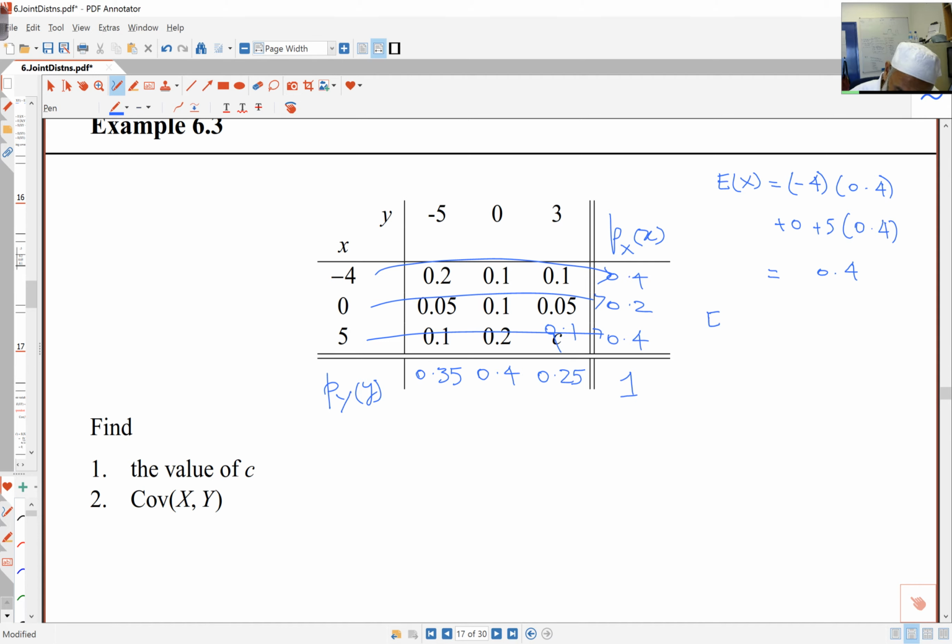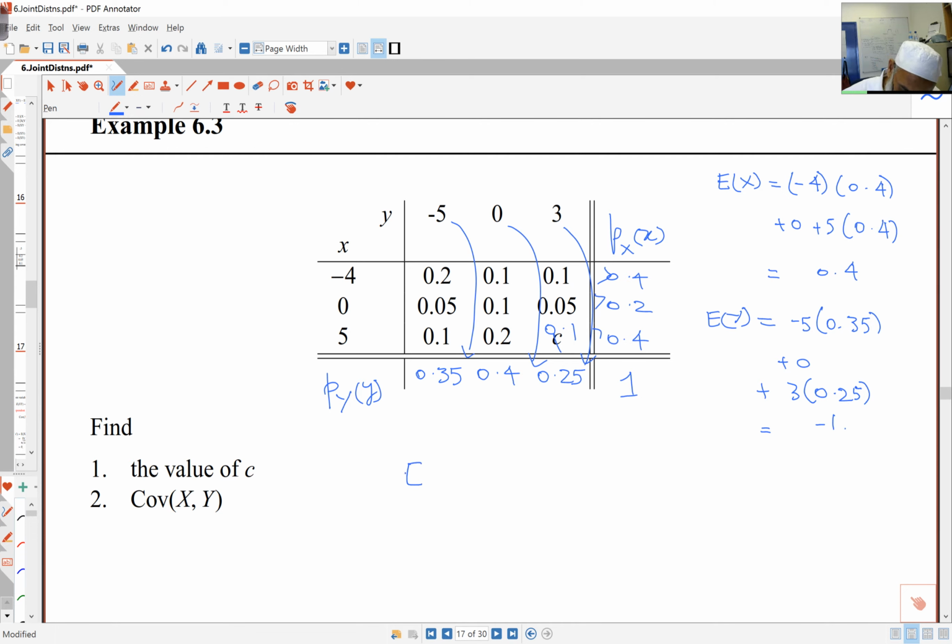Likewise, if I work out the expected value or the mean for y, then it's going to be now the values for y times the probabilities. So it's negative 5 times 0.35. Again, I get 0 from the next one, and then I'll have 3 times 0.25. And that all comes to negative 1.